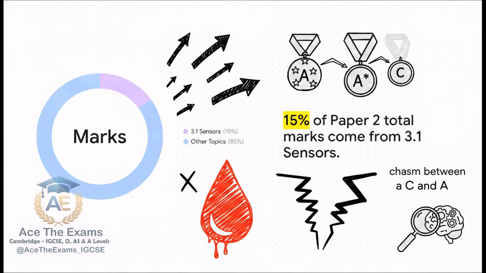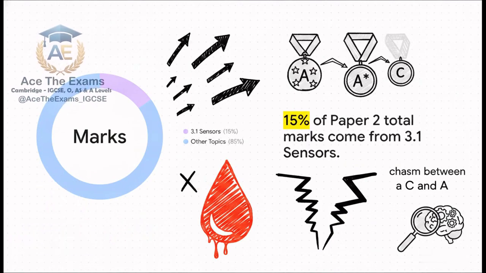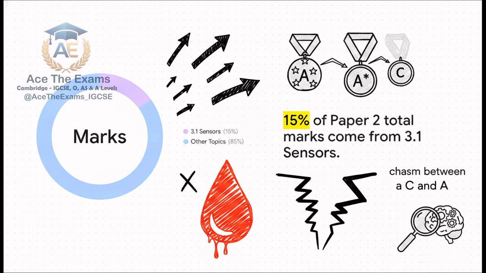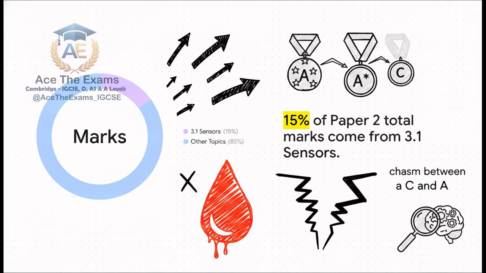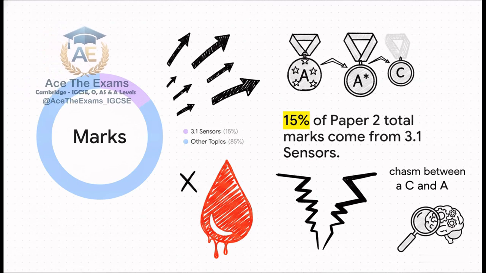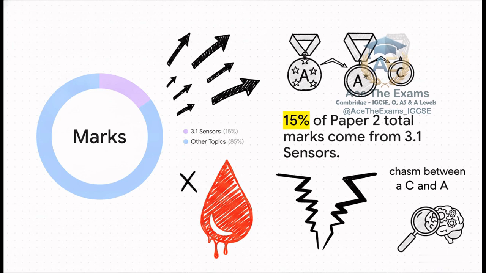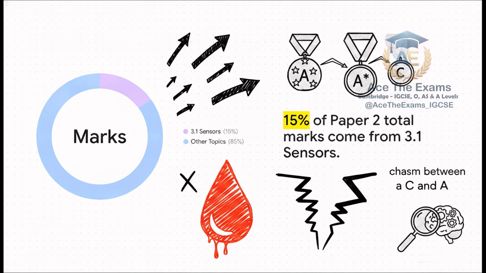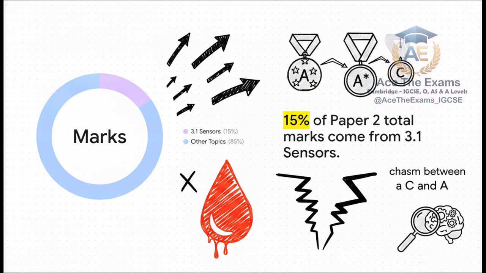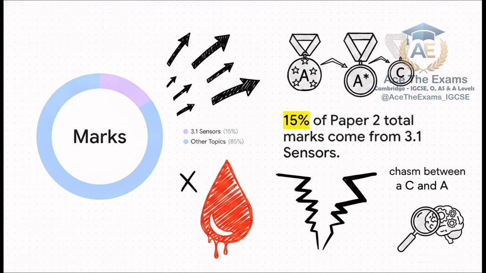Now, I want you to really notice the sheer weight of what we are dealing with here. Look at the data. The 3.1 sensors topic accounts for approximately 15% of the total marks in Paper 2 of Information Technology 9626. 15%. Just let that sink in for a second. In the absolutely ruthless world of Cambridge grading boundaries, 15% is not just some minor bump in the road. That is literally the entire chasm between a C and an A, or the difference between an A and that highly coveted A star. You simply cannot afford to drop points here.